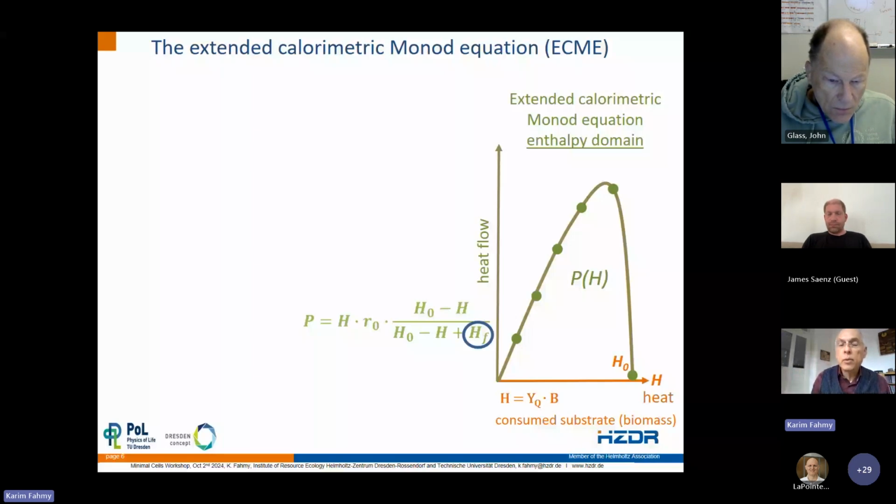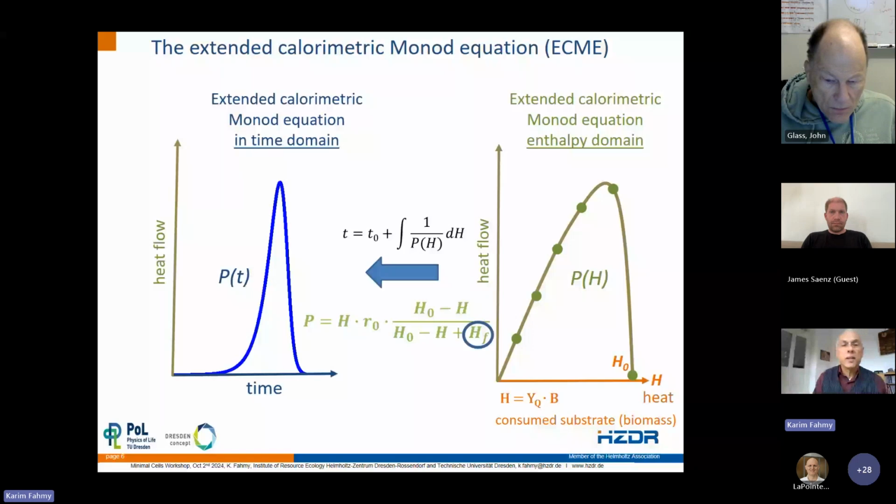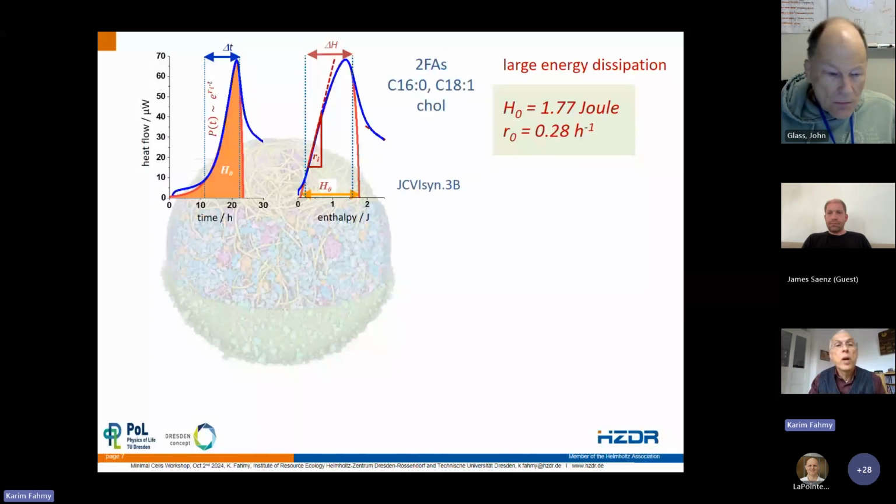But we can numerically transform back into the time domain and then really simulate our raw data. And that's what I'm showing you here with Syn3B cells, where we have the raw data, the heat flow data of Syn3B cells grown in a minimal diet that James had studied already and defined. That's 2 fatty acids only, plus cholesterol. And you see the cells grow nicely over time.